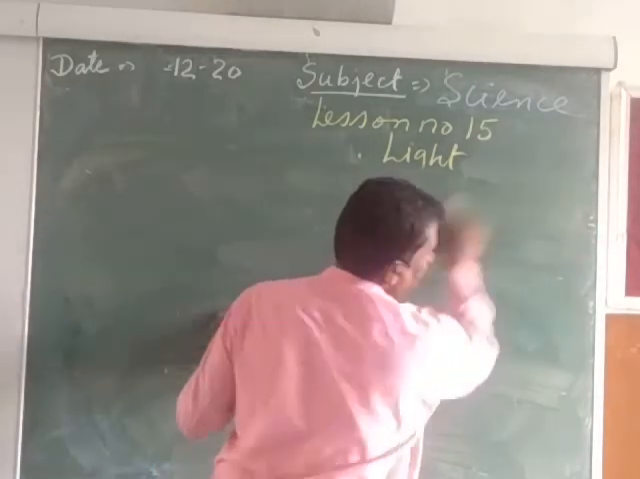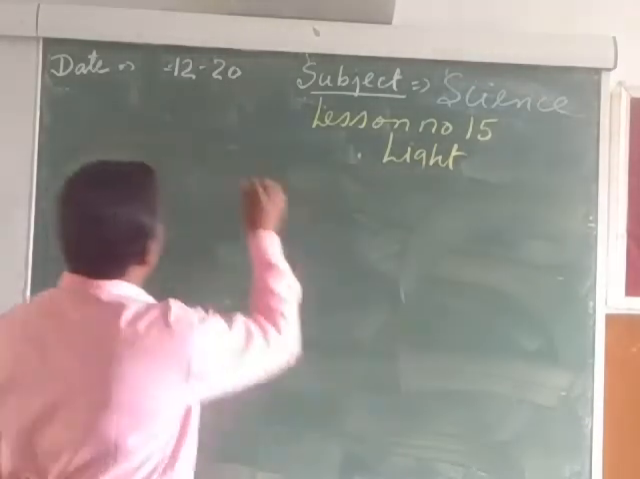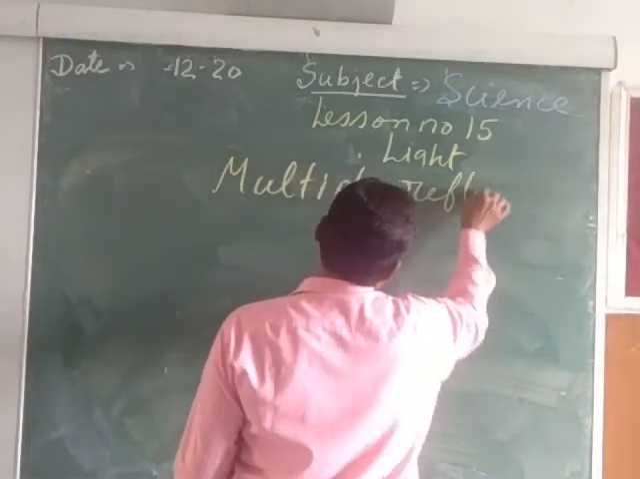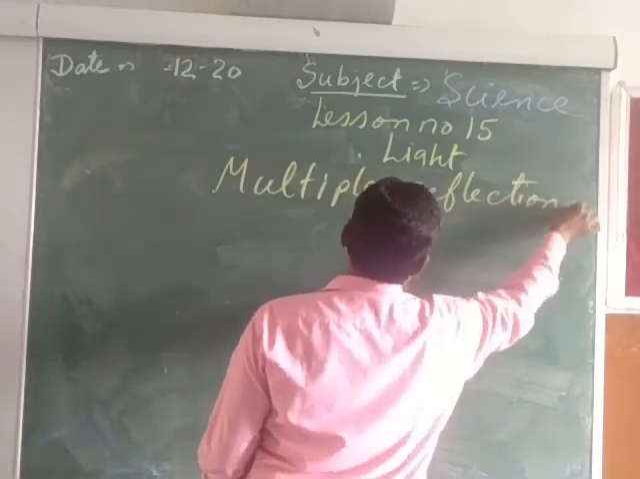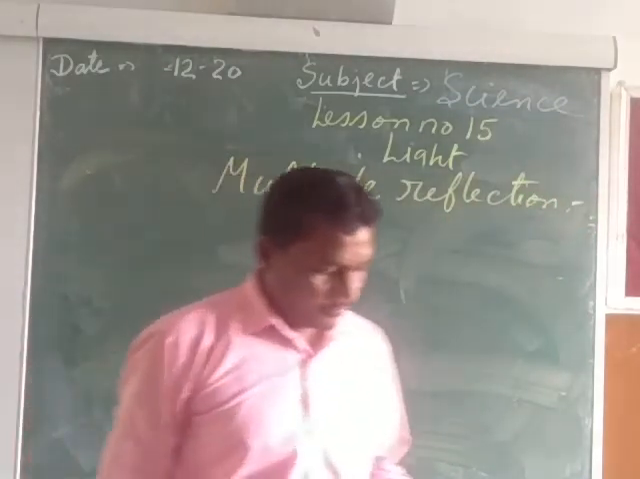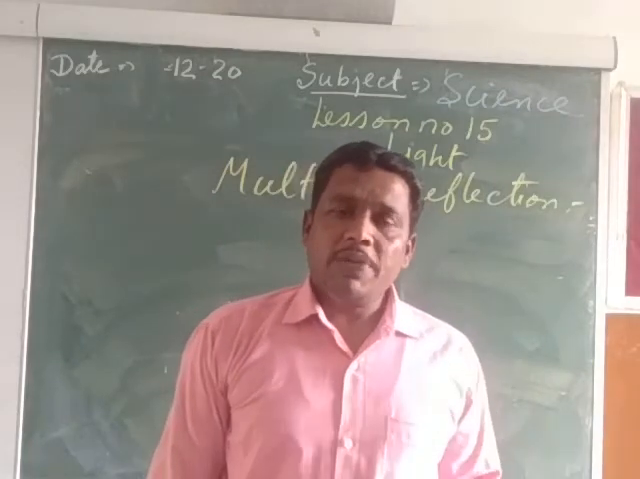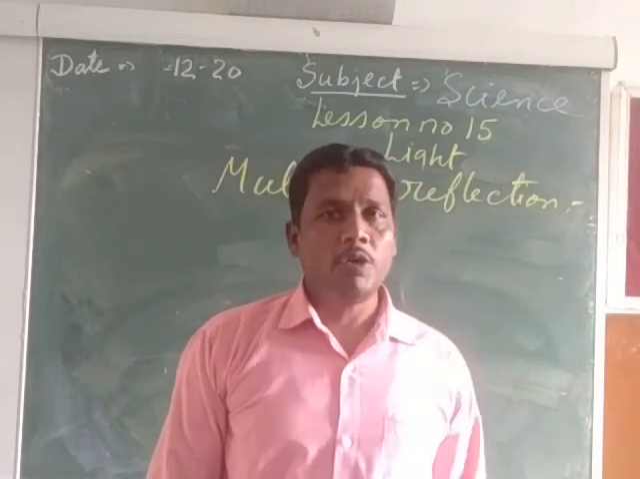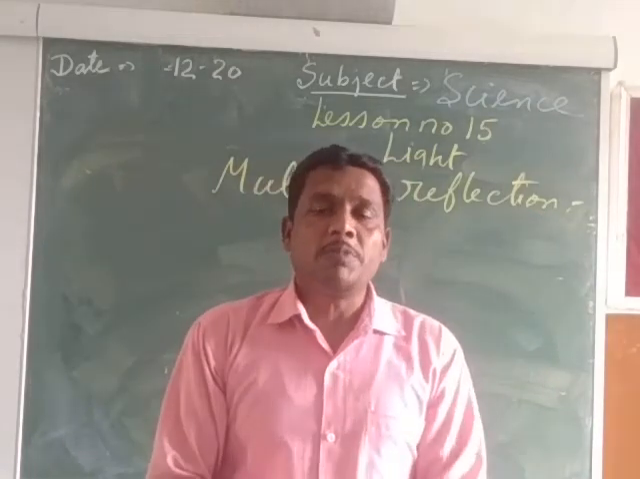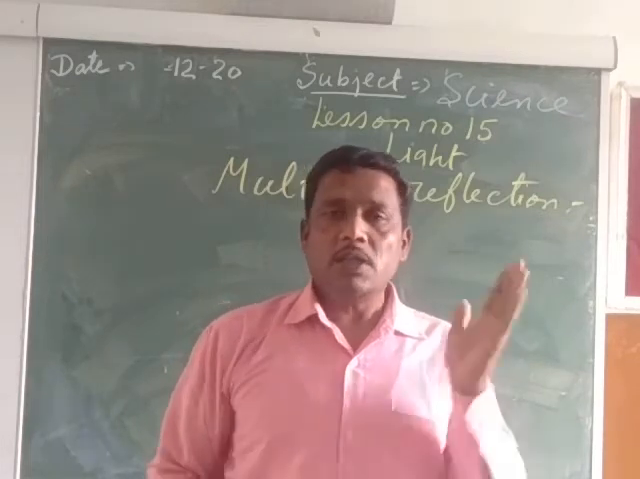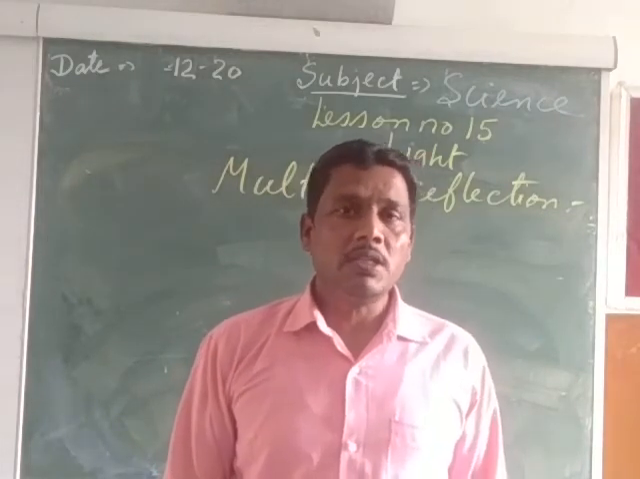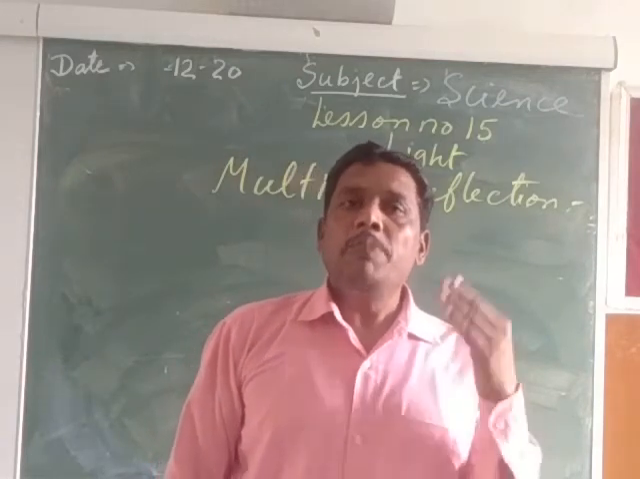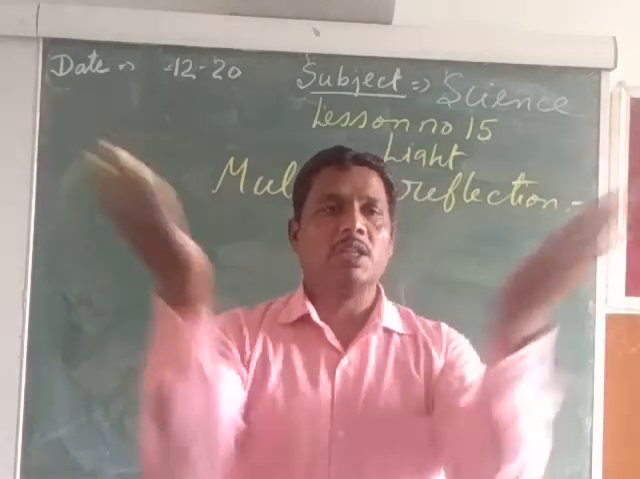Now my dear, after this we will come to the topic about the multiple reflection. Multiple reflection. What is multiple reflection? See my child. Actually, one plane mirror forms one image of the object. But suppose two plane mirrors are being kept at an angle close to one another, then we will get more than one image of the object in the mirrors.